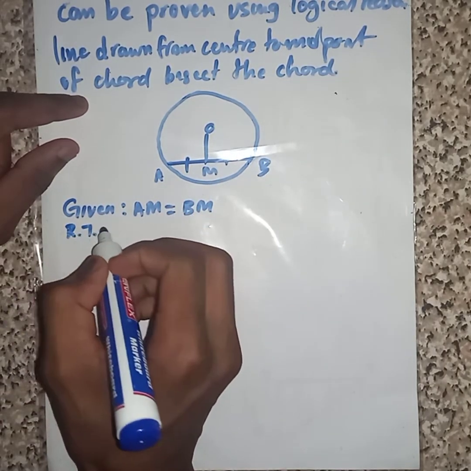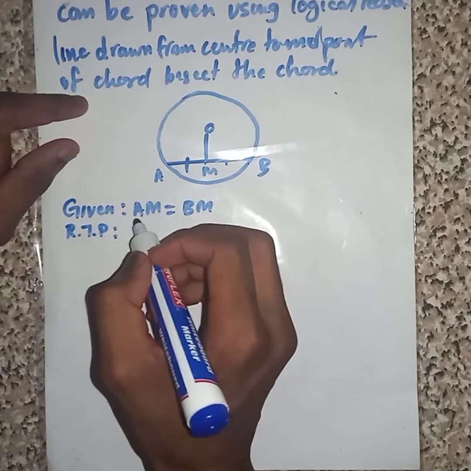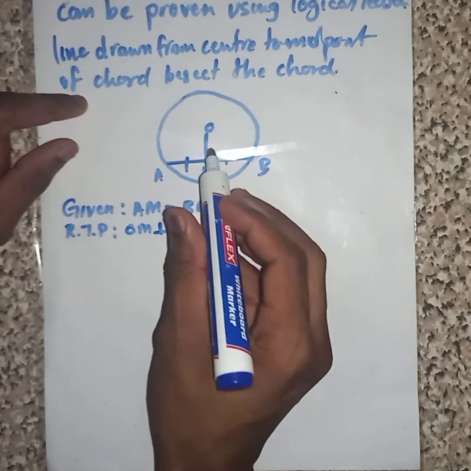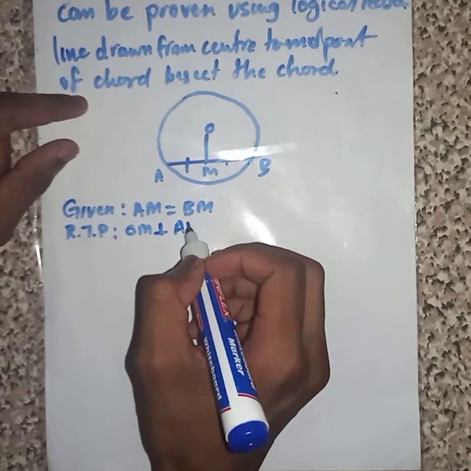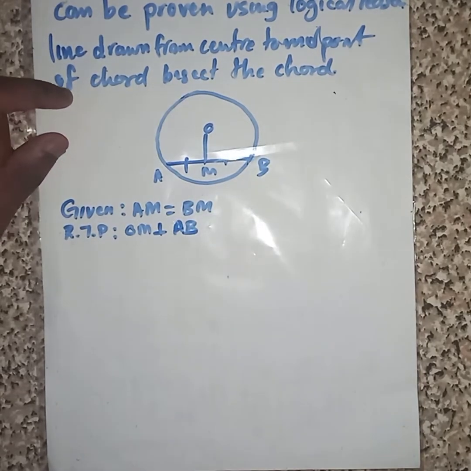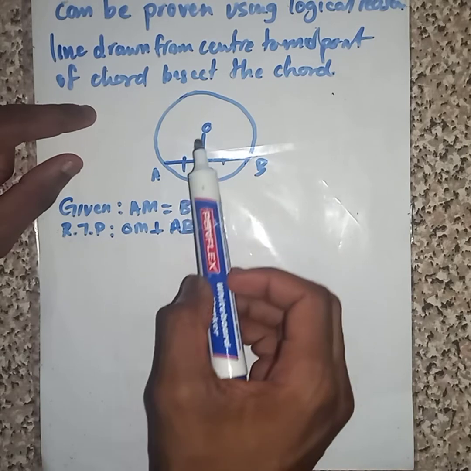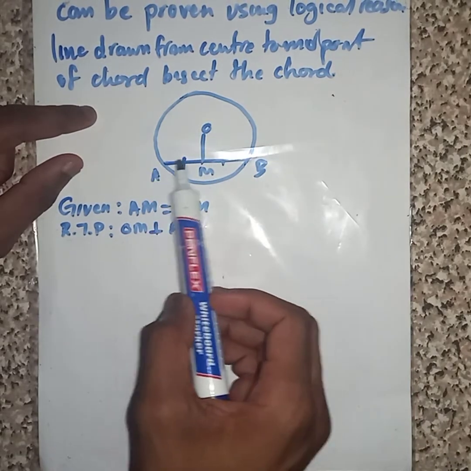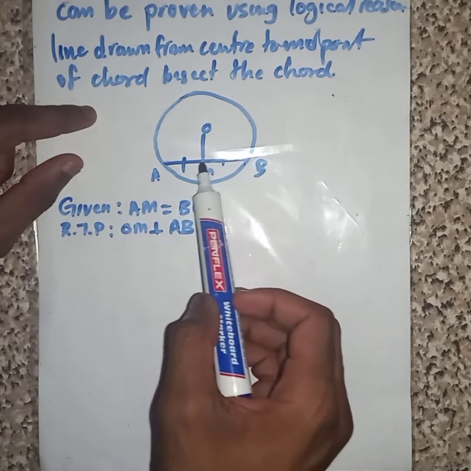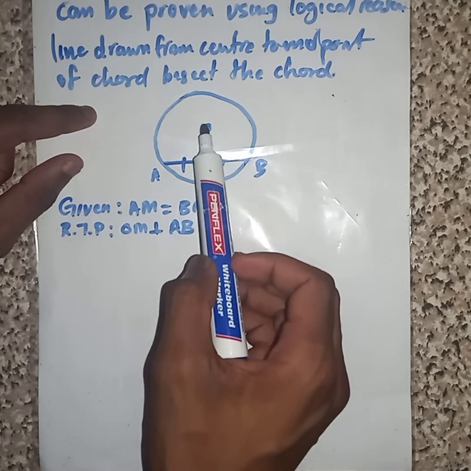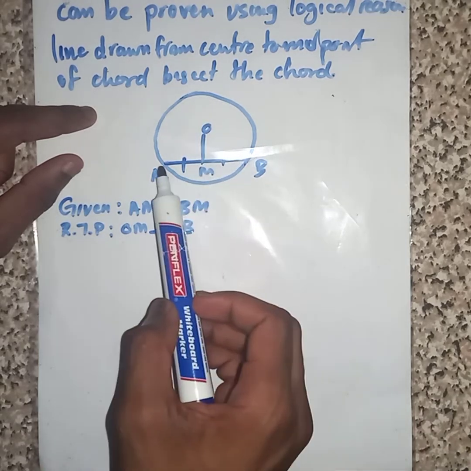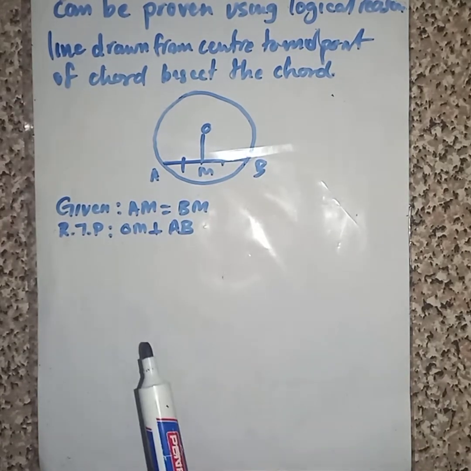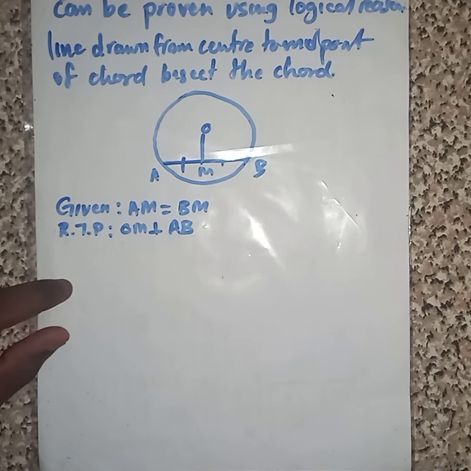We must prove that OM is perpendicular to AB. Somehow, if AM is equal to BM, therefore OM is going to be perpendicular to AB. But for now, we must prove that it is perpendicular.